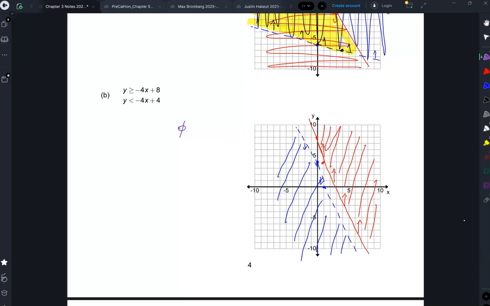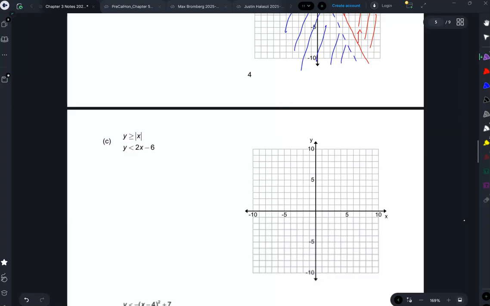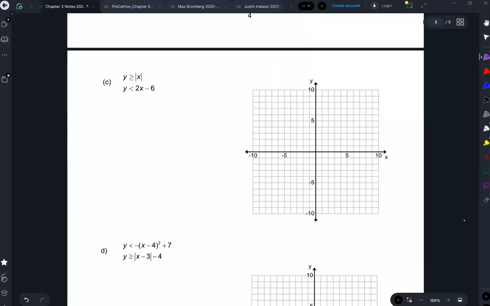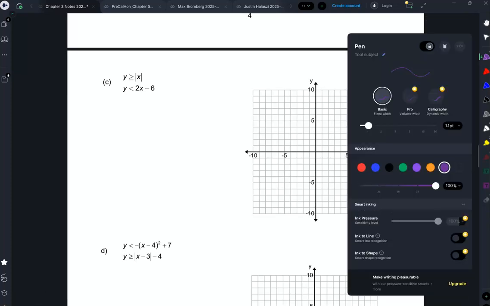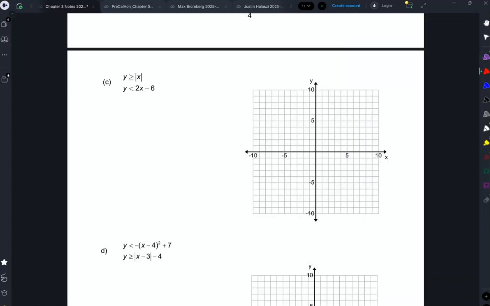So for the next one, we're going to switch things up a little bit, and I'm going to show you a little bit more of an efficient way to do it. So here we go. I have y is greater than or equal to absolute value of x. Absolute value of x, we know exactly how that looks. That's going to have a vertex here, and it's going to look like this. So that's going to be solid.